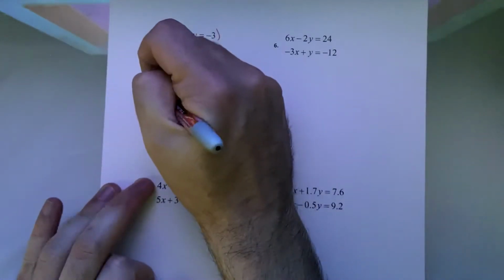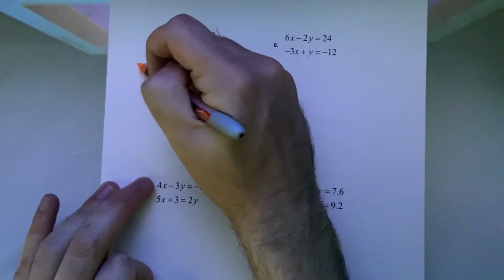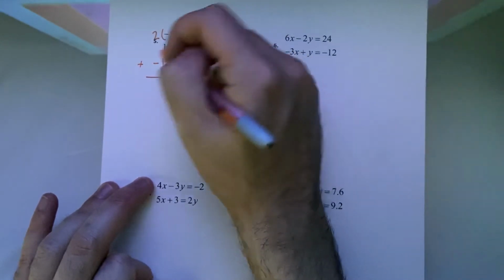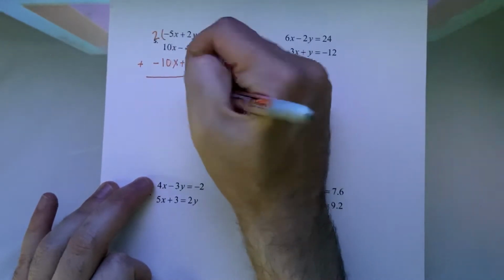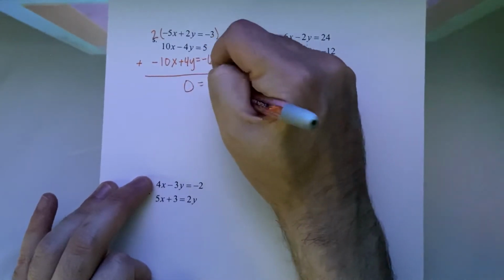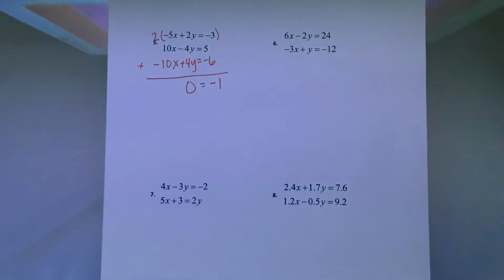Okay, so now I'm adding these two equations together. 10x plus negative 10x is 0x. Okay, it's gone. Negative 4y plus 4y is 0y. So there's nothing left on the left side. 5 plus negative 6 is negative 1. All of a sudden I don't have any variable left to solve for. I have to ask myself, when is 0 equal to negative 1?